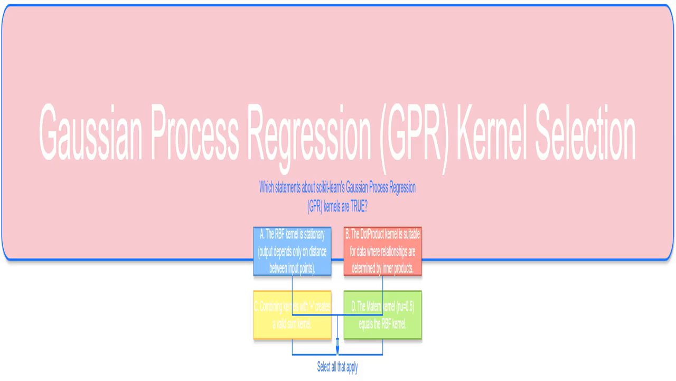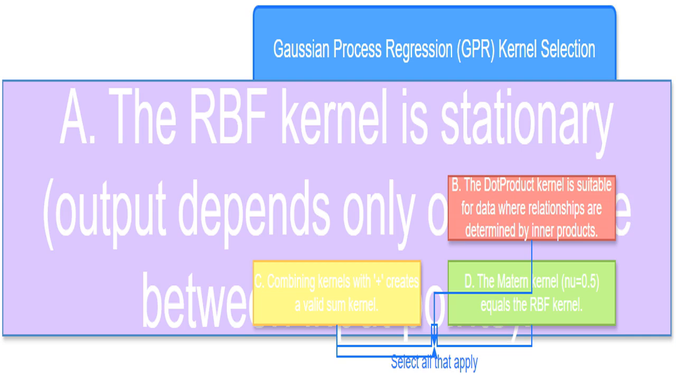This question tests your understanding of kernels in Gaussian process regression, a machine learning technique used for regression tasks. We'll explore several kernel types and how they behave. The radial basis function, RBF, kernel is stationary. This means its output only depends on the distance between two data points. If you move the points, but maintain the distance between them, the RBF kernel's output will remain the same.